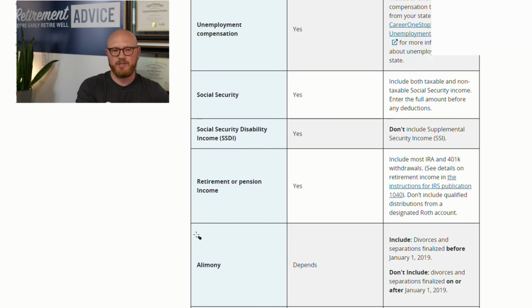Retirement income, pension. So this would be things like if you take a distribution from an IRA account or from a 401k account, that would be included. Also things like doing a Roth conversion. So maybe this isn't money that you're going to spend, but you're shifting money from your IRA over to a Roth IRA. Yes, that would be an item that you would include as part of this income.